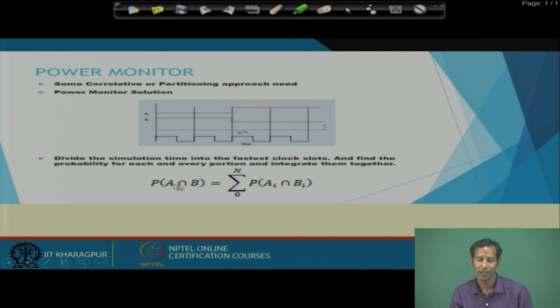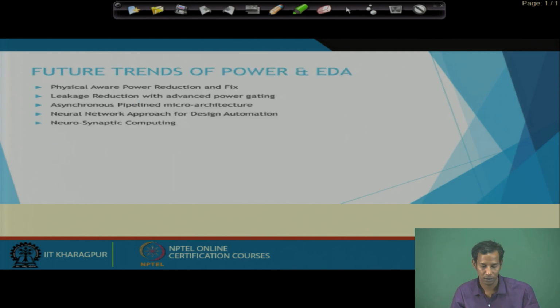That means, to calculate the corresponding power, we find out the activity rate as well as the probability, that means how much time the signals will be high. Depending on the activity and the probability together, we can roughly estimate the power of the overall block. For each of these signals, based on their probability and activity rate and this particular equation, we try to find out the power consumption report.